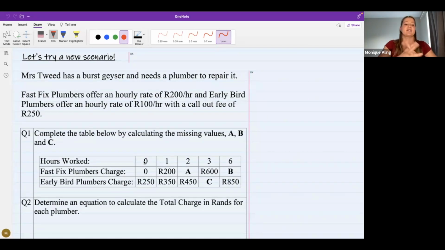So we've got Mrs. Tweed has a burst geyser and needs a plumber to repair it. We have fast fixed plumbers. They offer an hourly rate of 200 Rand per hour. And early bird plumbers offers an hourly rate of 100 Rand an hour with a call out fee of 250 Rand.